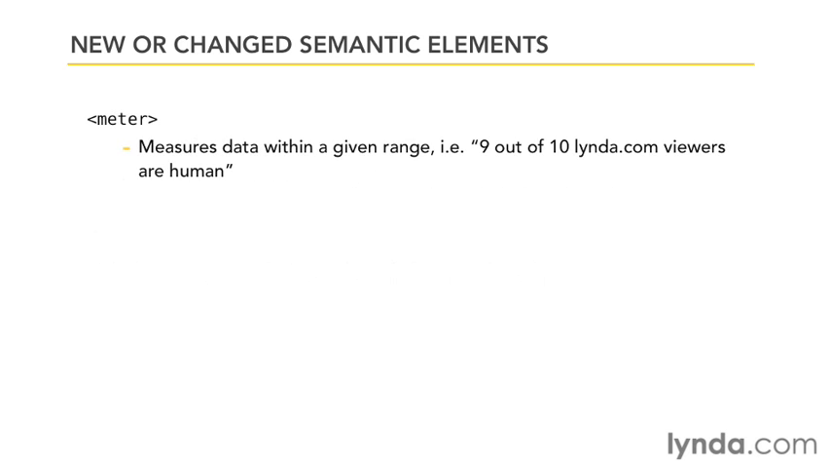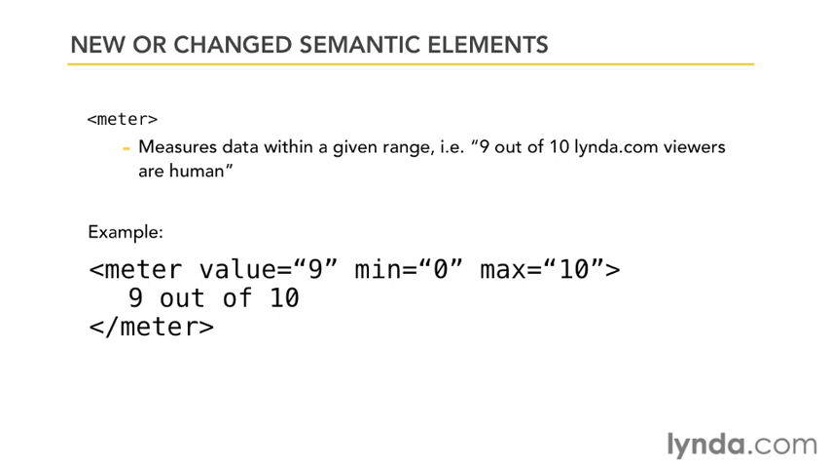The meter tag is a new tag that has a lot of potential. It's not really being used much now, but it will be in the future, and you'll see why in a second. The meter tag measures data within a certain range. For instance, 9 out of 10 lynda.com viewers are human, or 80%, or something like that. The point of the meter tag is that it actually carries with it information about the number within the tag itself. If you look at an example, you'll see what I mean.